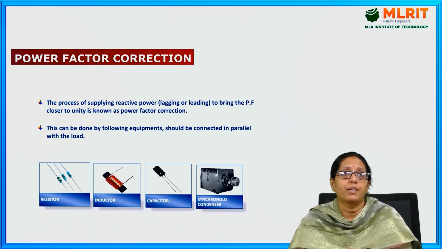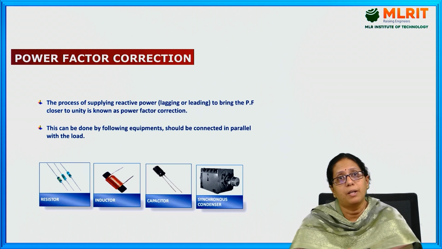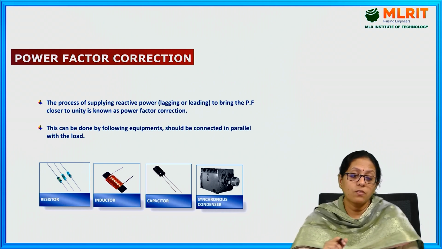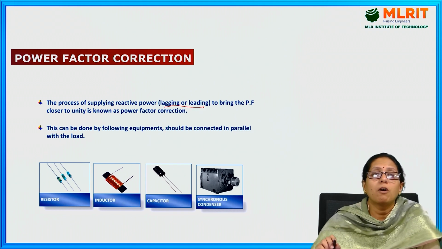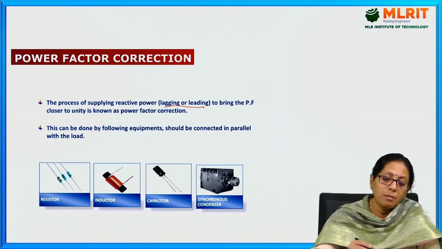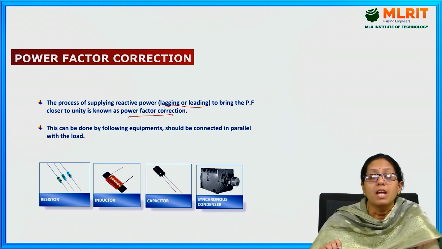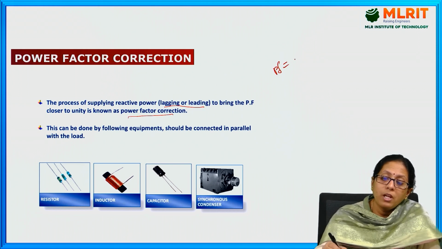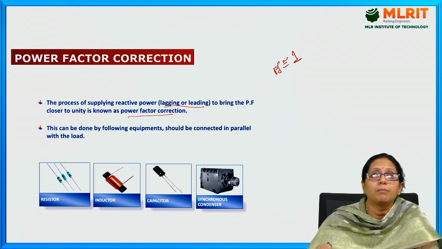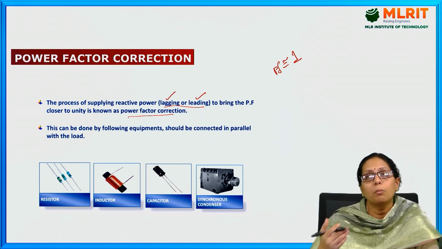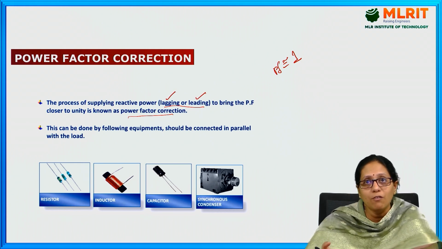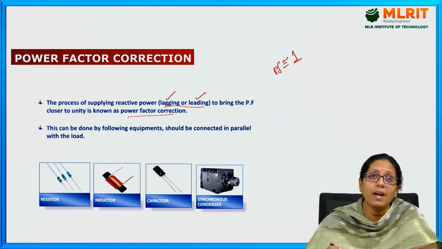Power factor correction. How can the power factor be corrected? It is the process of supplying reactive power, that is lagging or leading, to bring the power factor closer to unity. As I said, the power factor should always be near unity, that is 1. So in order to reduce this lagging or leading effect and bring the power factor to the unity value, we call it power factor correction.